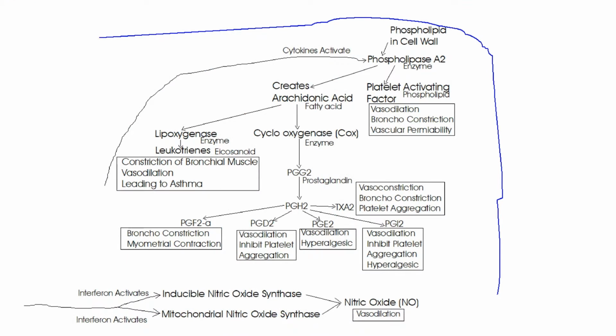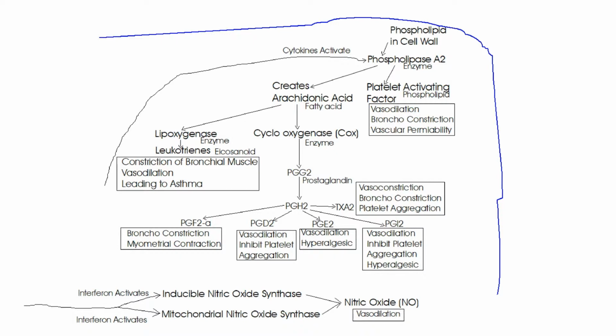Phospholipase A2 converts phospholipids from the cell wall into arachidonic acid and platelet activating factor. Lipoxygenase converts arachidonic acid into leukotrienes. Cyclooxygenase, COX, converts arachidonic acid into prostaglandin PGF2A, PGD2, PGE2, PGI2, and TXA2.